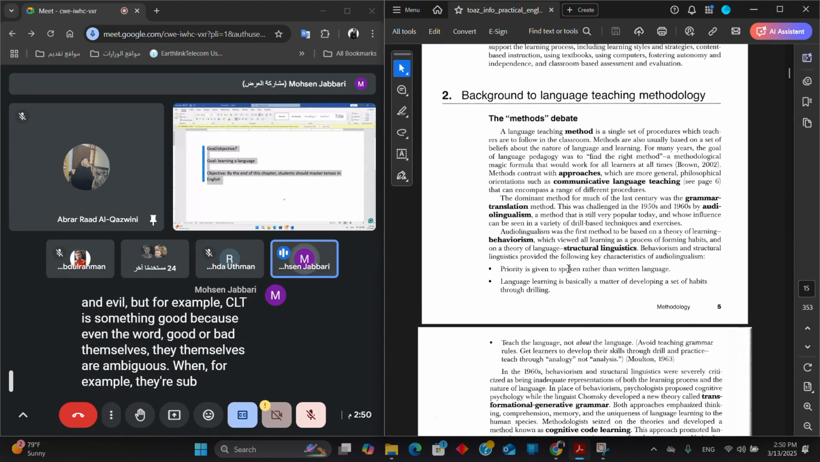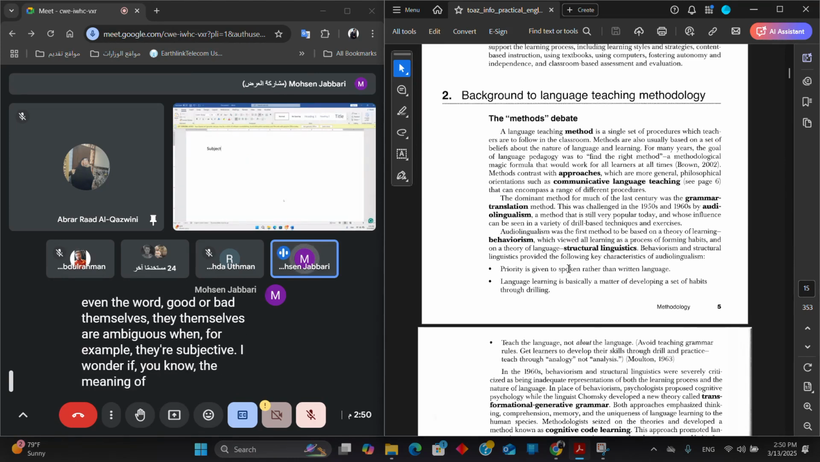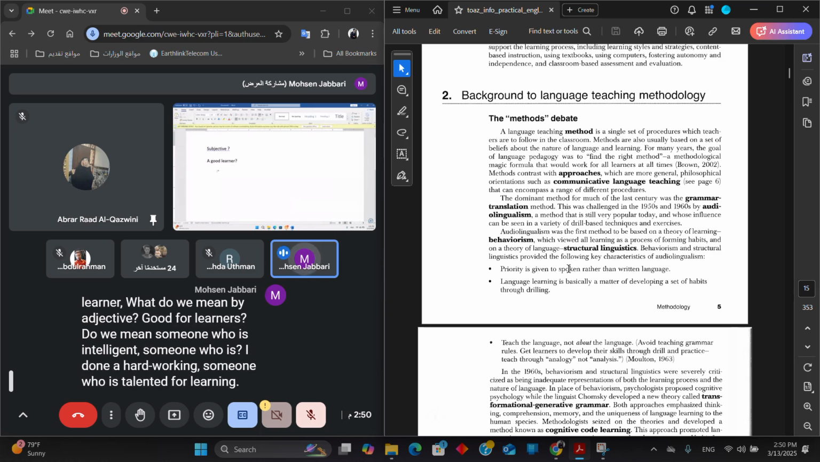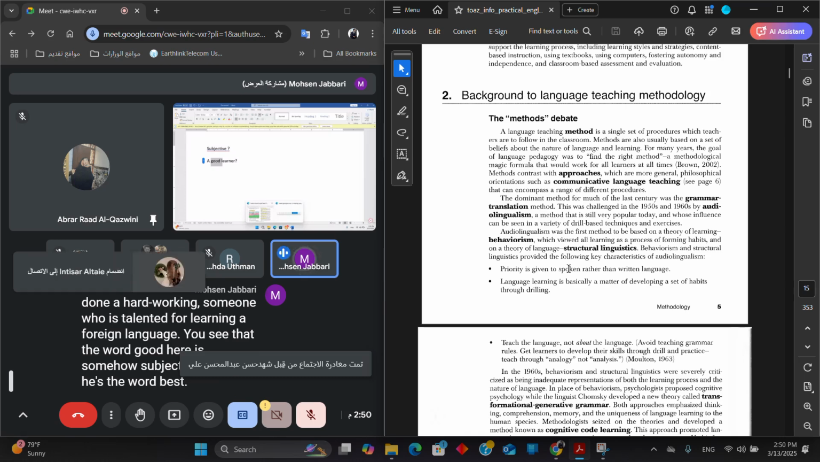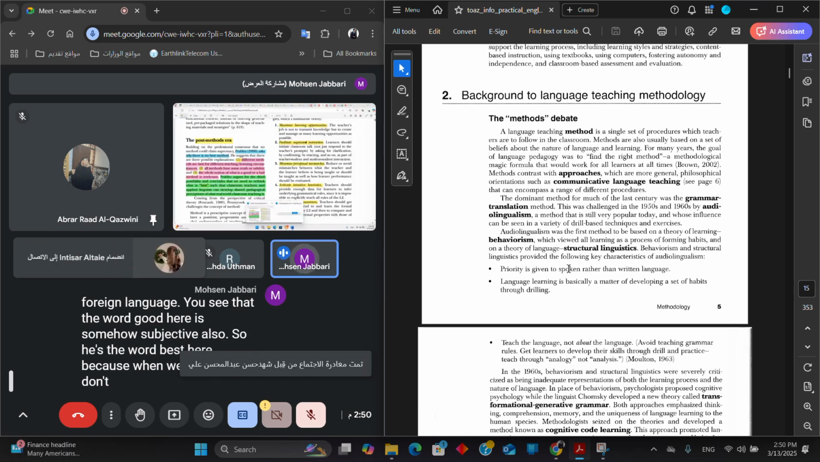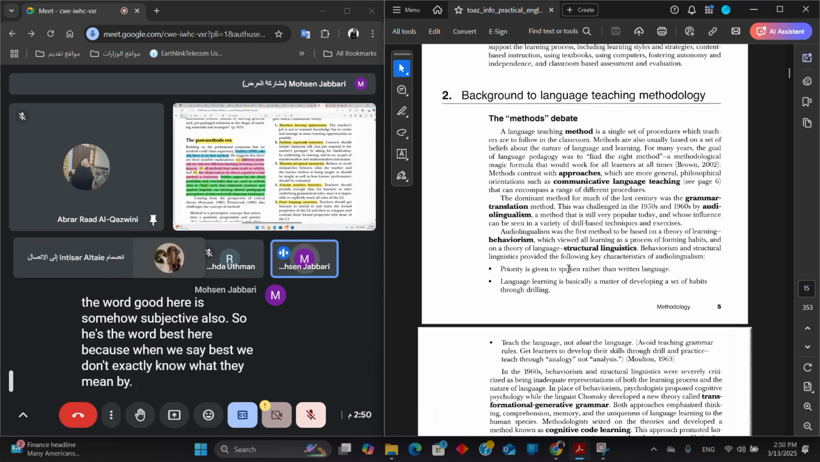They are subjective. I wonder if you know the meaning of what subjective is. If something is subjective, think of a good learner. What do we mean by the adjective good for learners? Do we mean someone who is intelligent, someone who is hardworking, someone who is talented for learning a foreign language? You see that the word good here is somehow subjective. So is the word best here, because when we say best, we don't exactly know what we mean by best.